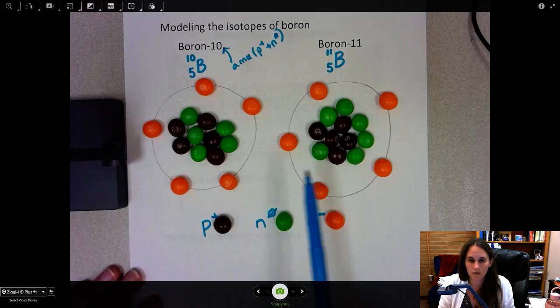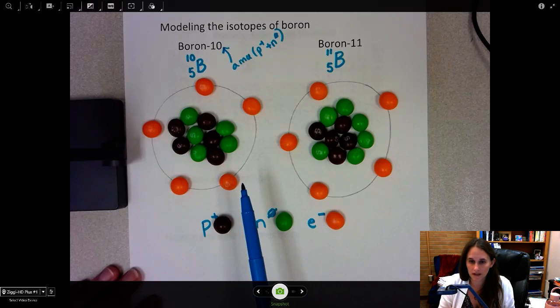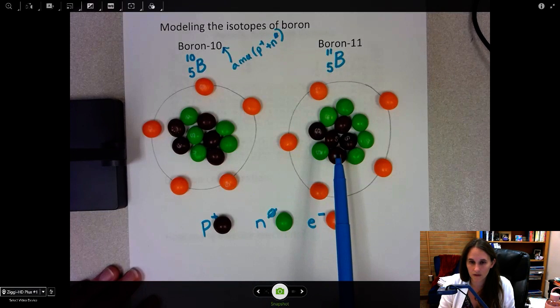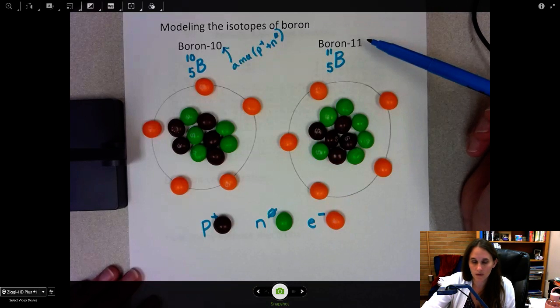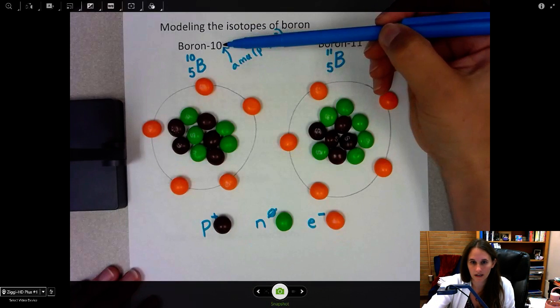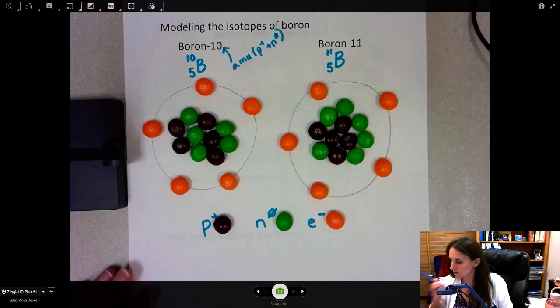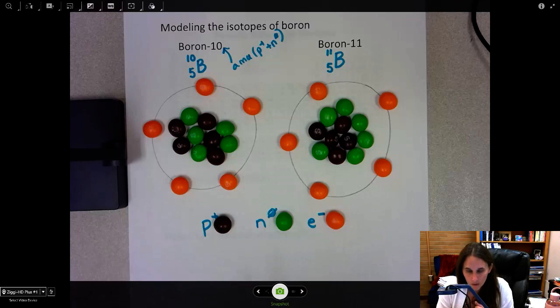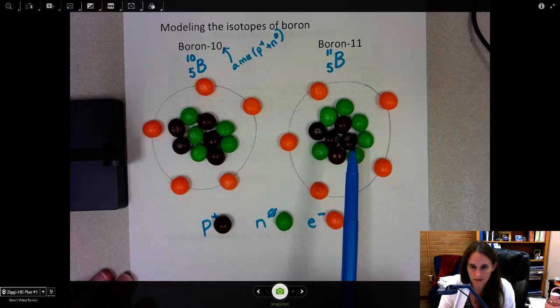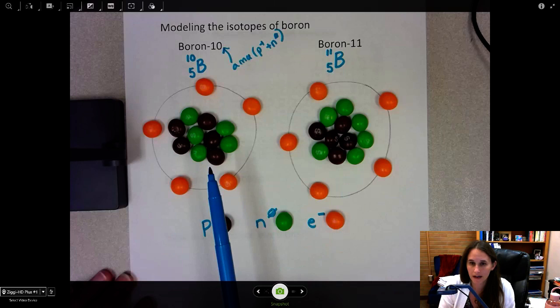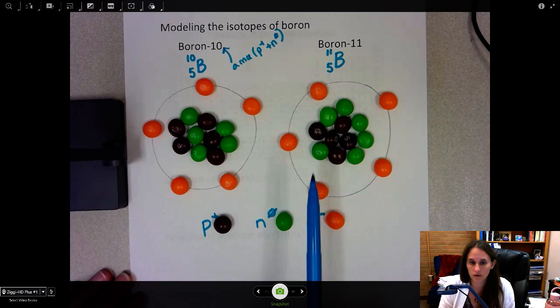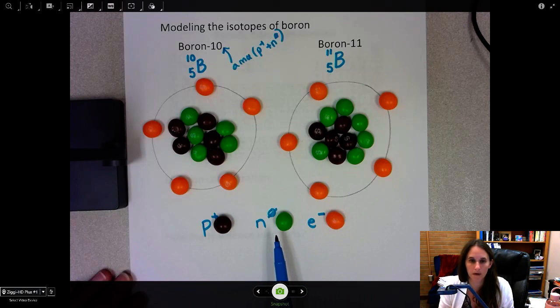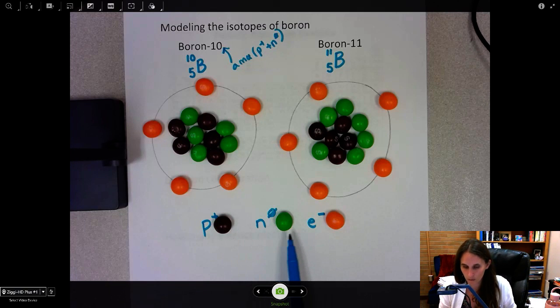So overall, you can see these look really similar because the only difference is the number of neutrons in the nucleus. Boron 11 has 1 more neutron than boron 10. In the other areas, it's the same. So isotopes are atoms of the same element that are different in mass, heavier or lighter, due to this subatomic particle. And they're going to be heavier by 1 AMU for every 1 neutron they have more than the other.